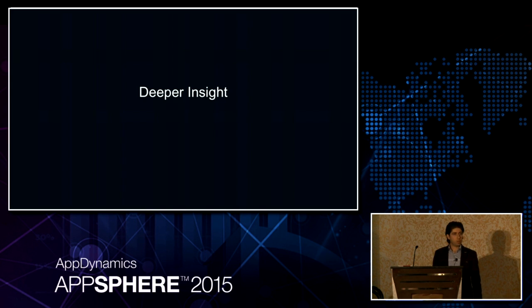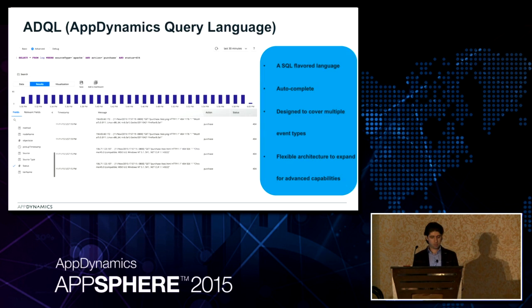To give you deeper insight from our platform, we are introducing our own query language called ADQL, AppDynamics Query Language. It's a SQL-flavored query language. We have autocomplete, so as soon as you start typing, there is a drop-down. We give you options, depending on where you are in the search. We give you all the fields available to you, all the functions, all those kinds of things. I can demo it to you as well.